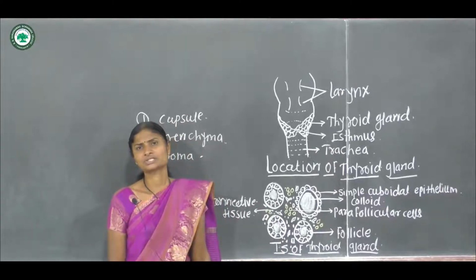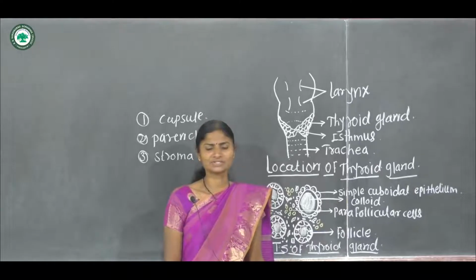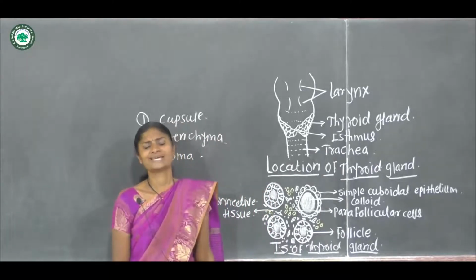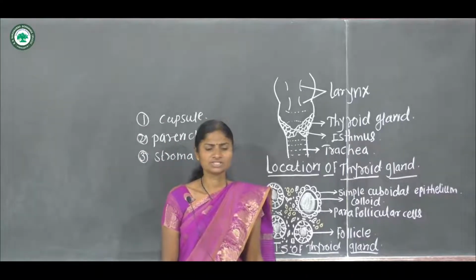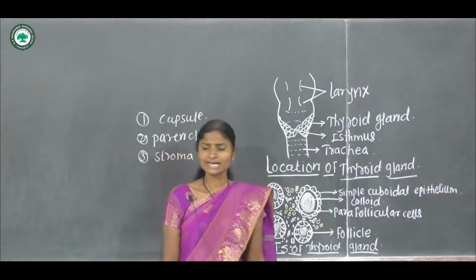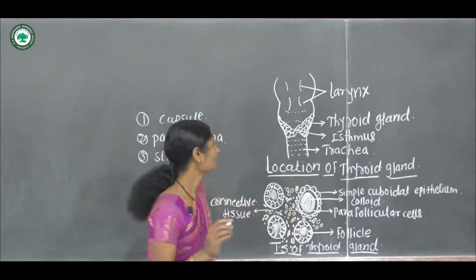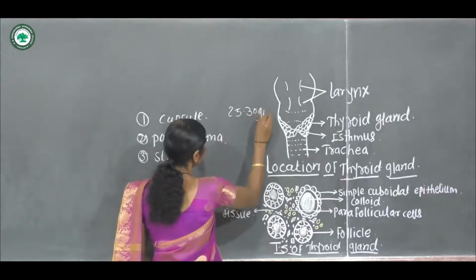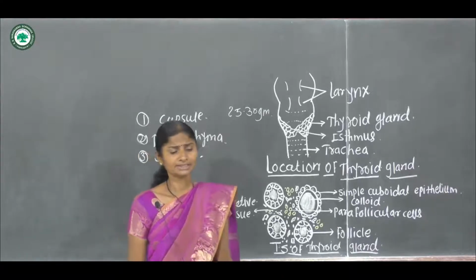The thyroid is an extremely labile gland and varies in size and structure depending on various factors such as sex, nutrition, temperature, age, season, and iodine content of the food. The average weight of the thyroid gland is 25 to 30 gram.